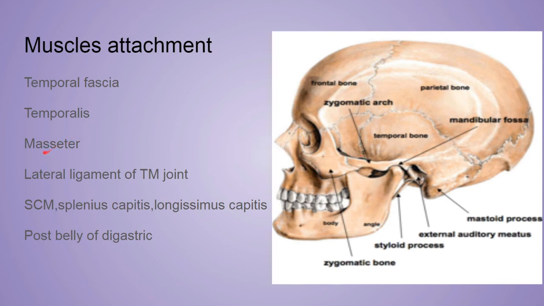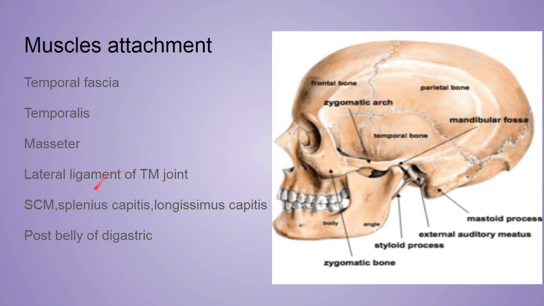Okay, now the masseter muscle arises from the medial surface of the lower border of the zygomatic arch. I told you before also, lower border, masseter muscle. Now the lateral ligament of the TM joint. This is the articular tubercle. From this arises the lateral ligament of the temporomandibular joint.